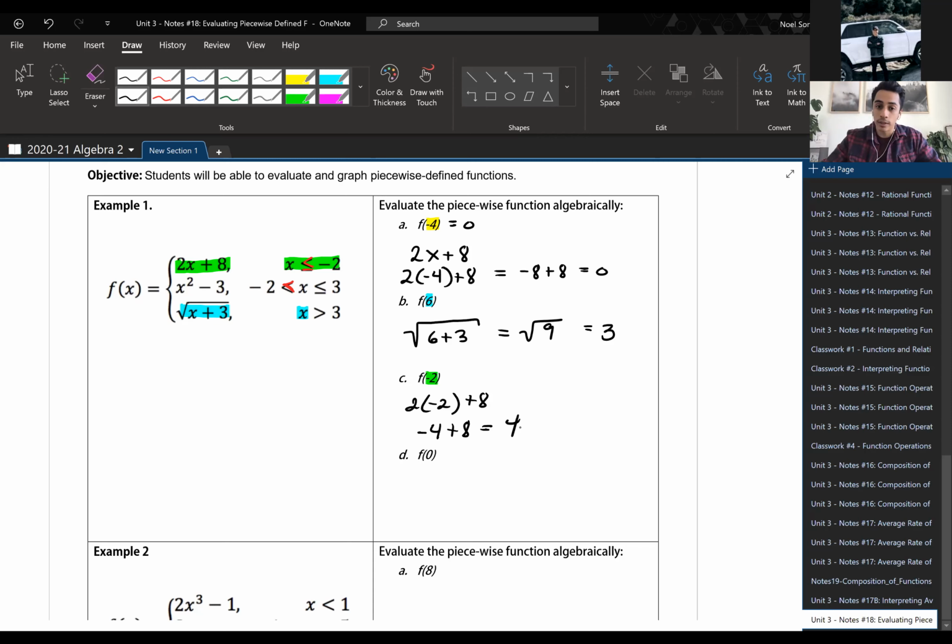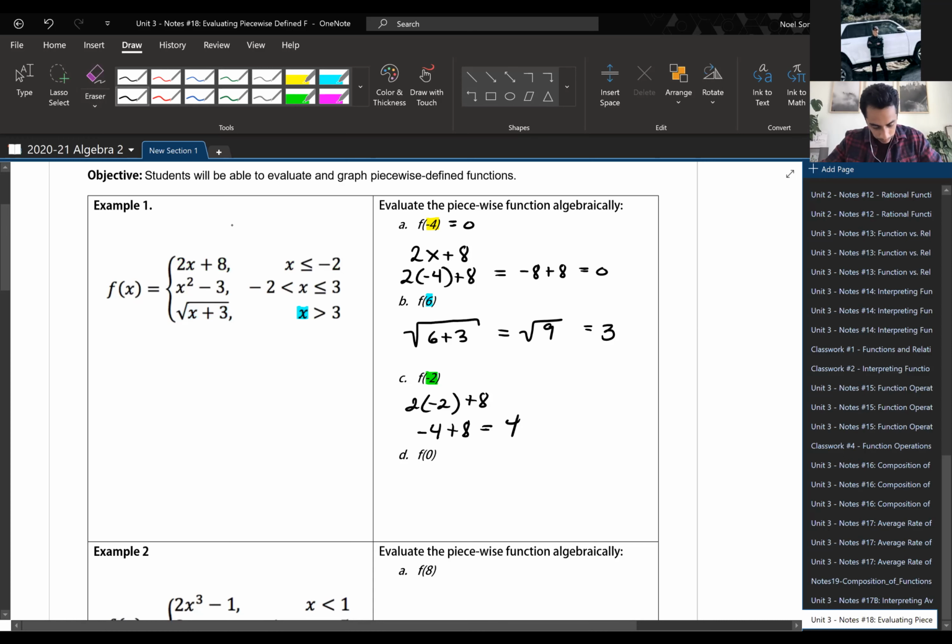You know which equation it belongs to based on the number, right? So let me take you back to the first one then. -4, right? Is -4 greater than 3? No, right? So it does not belong to this domain.